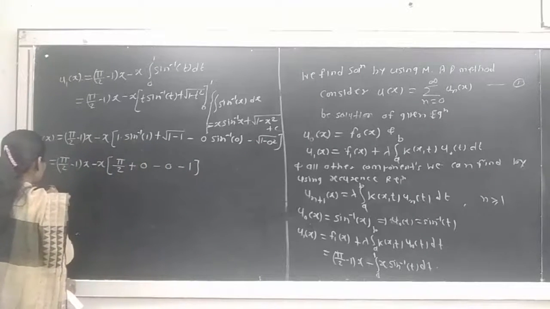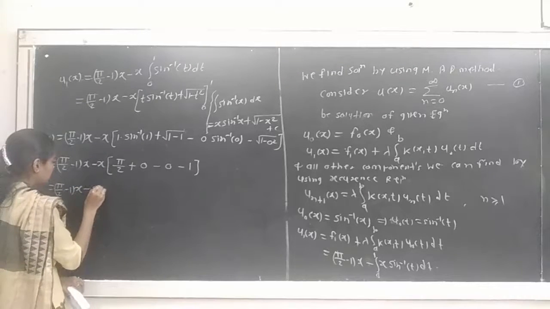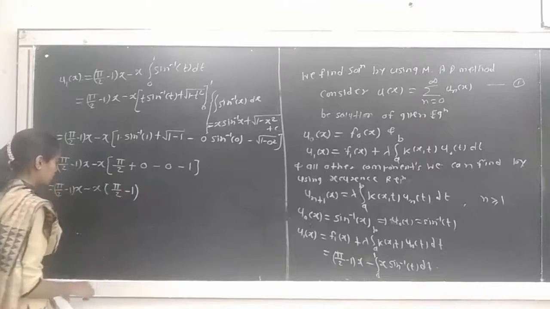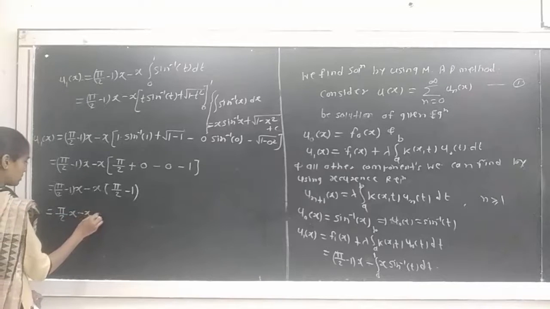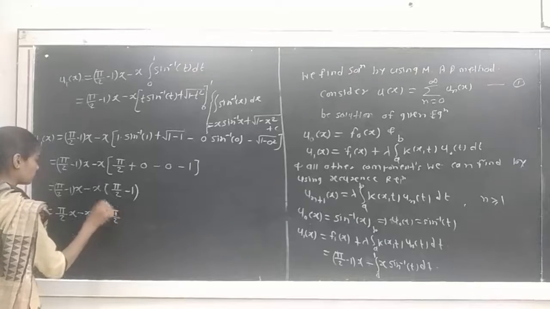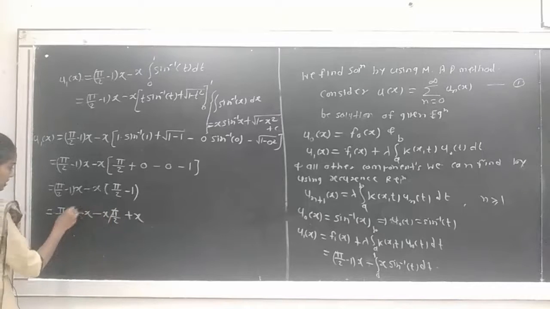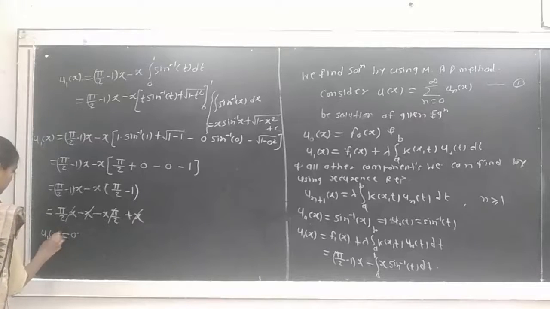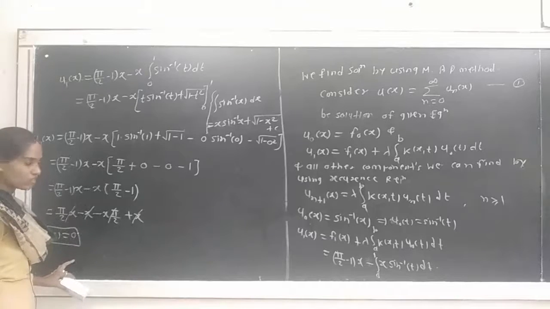So we get pi by 2 minus 1 into x minus x in bracket pi by 2 minus 1. If we separate this bracket, we get pi by 2 x minus x, and minus x into pi by 2, this minus minus becomes plus x. So pi by 2 x minus pi by 2 x gets cancelled. Again minus x plus x gets cancelled, and we get u1 of x, the second component of the series solution, equal to 0. u1 of x is equal to 0.